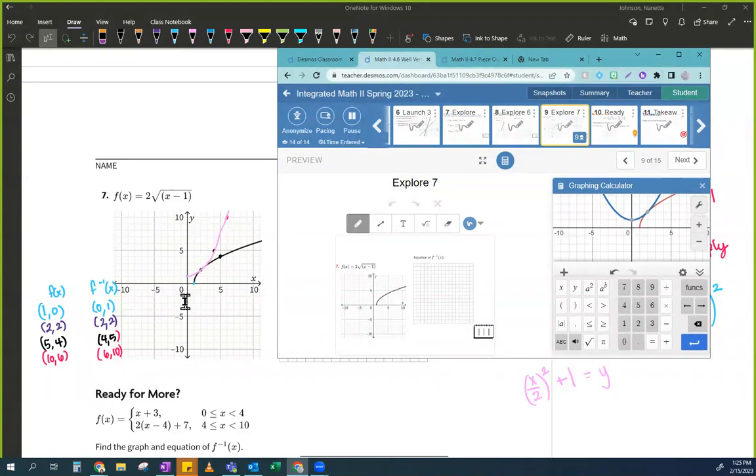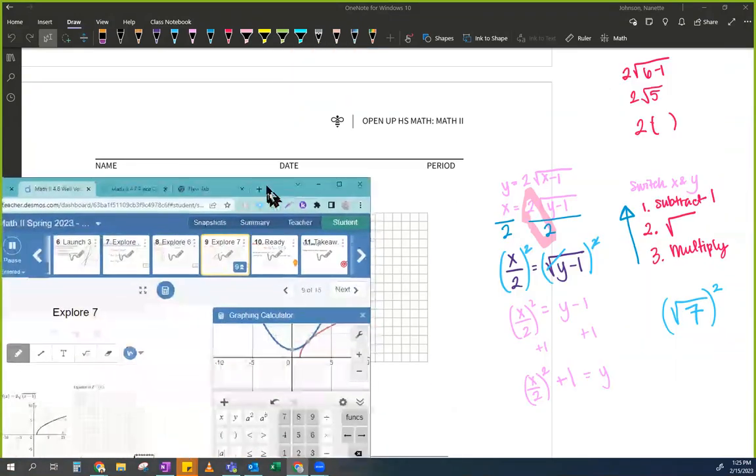When I did it, I got 1 over 2x. Someone said, hey, Ms. Johnson, can I write it as 1 over 2x? Yes, but I prefer you to write it as x over 2 so you're comfortable with that. But if your 1 over 2x looks like this, that's fine, but not like this. This one says I'm dividing by x.